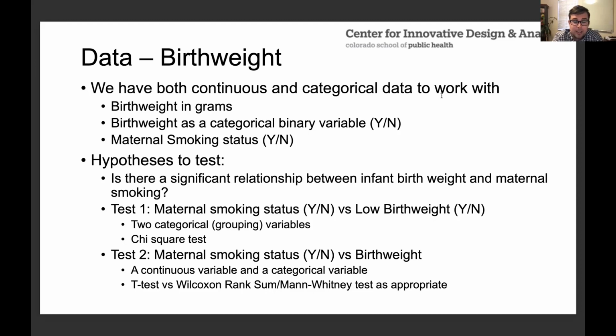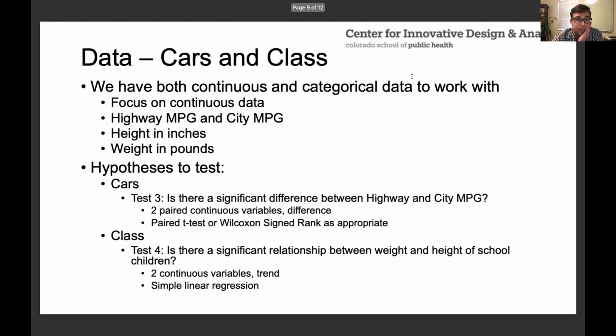And then a second test, now that we have continuous data for the infants, could be: what is the actual relationship between maternal smoking status and birth weight? That can either be a t-test, which I'm sure a lot of you are familiar with, or what we call a non-parametric test, which is either the Wilcoxon or Mann-Whitney test. We'll look at all of that and talk about the motivations for that as well.